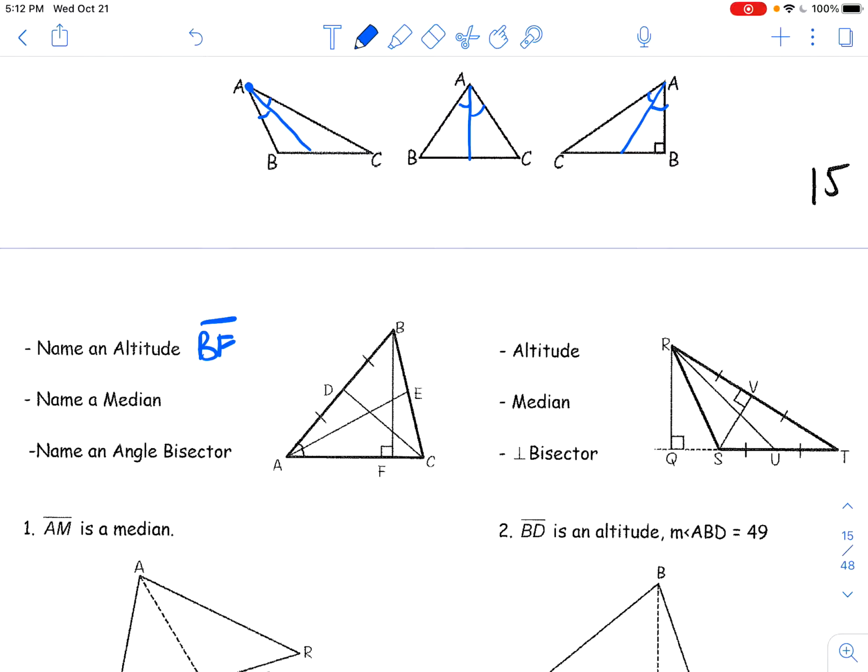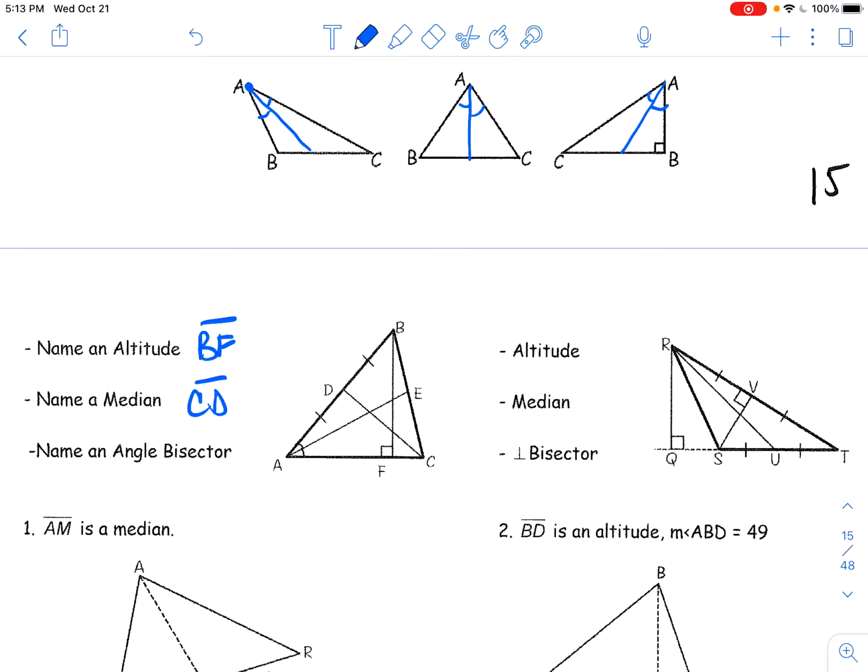A median. Now, a median is a segment whose endpoints are a vertex and the midpoint of the opposite side. So how about CD? If I'm going to be at the midpoint, I've got to show congruencies. So I'm at the vertex and the midpoint of this opposite side, so that's going to be CD.